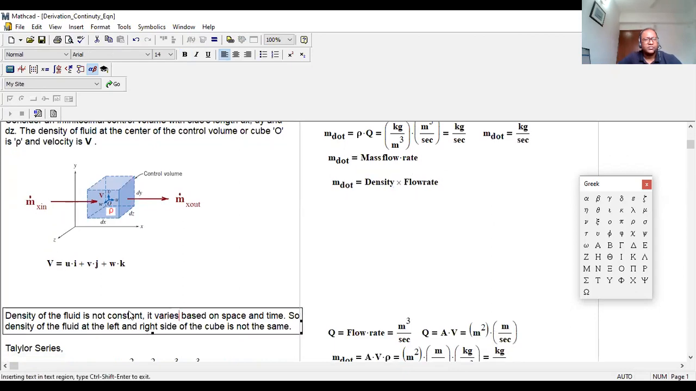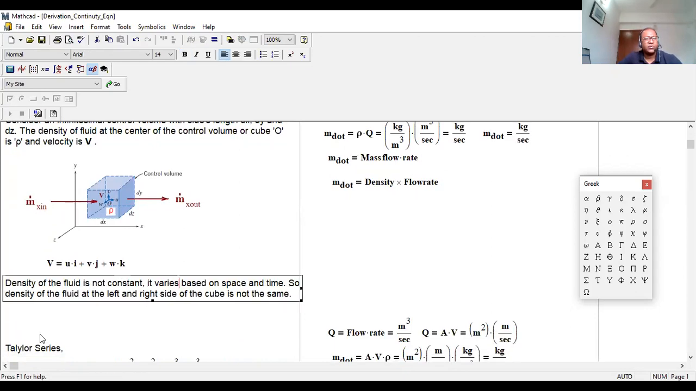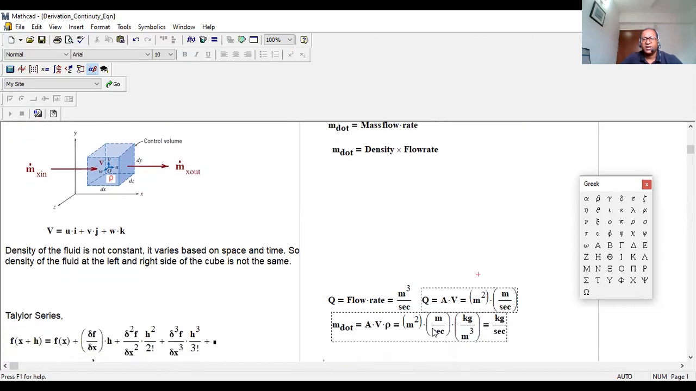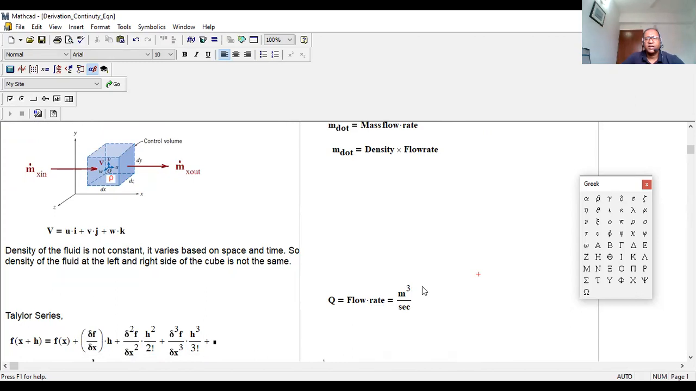Now, the density of the fluid is not constant. It varies based on space and time. What is space? With respect to distance x, y, and z. So the density of the fluid at the left-hand and right-hand sides of the cube is not the same. Right over here and right over here are not the same. So we need to figure out the density at the left side and right side. Why? Because I need to figure out m dot.